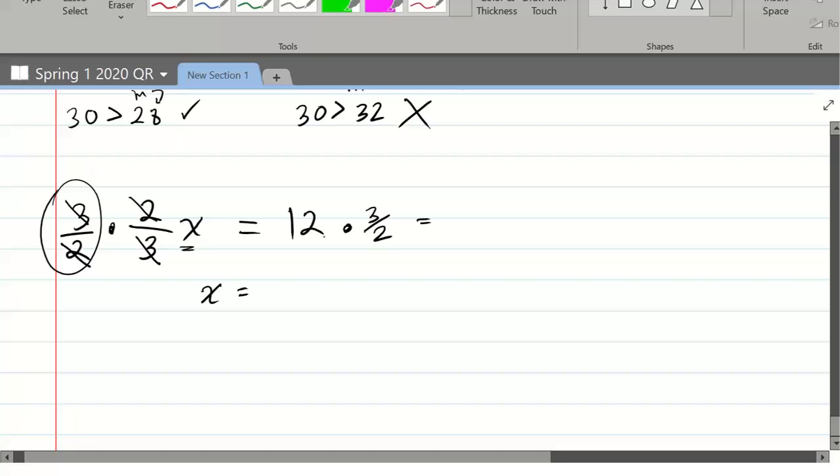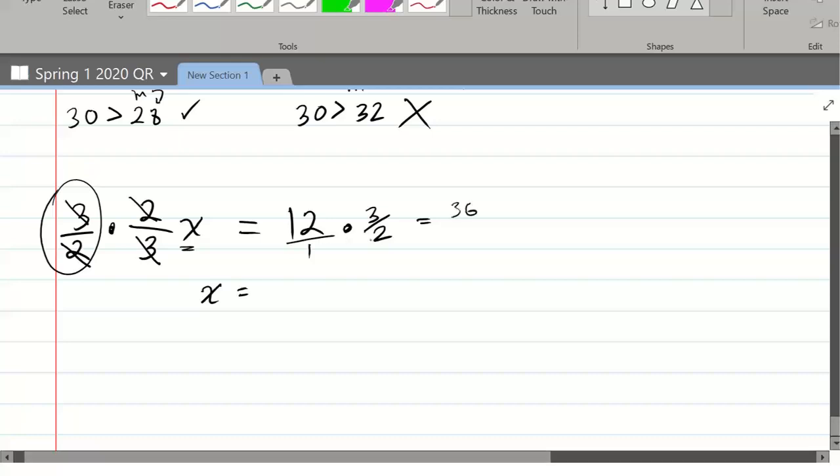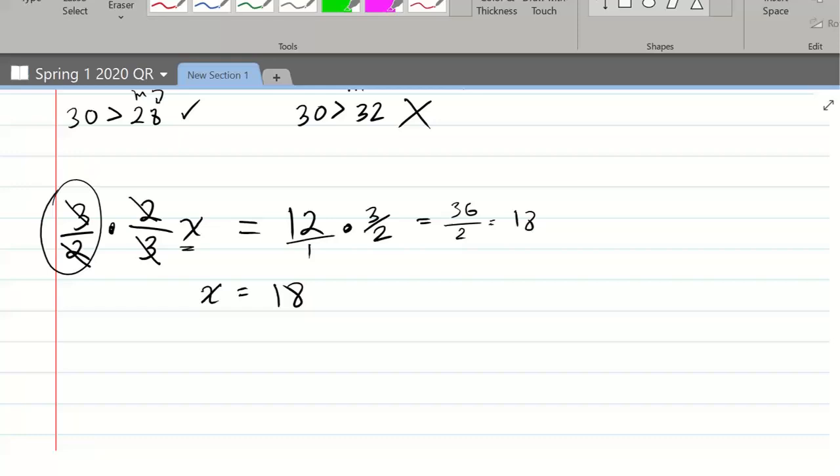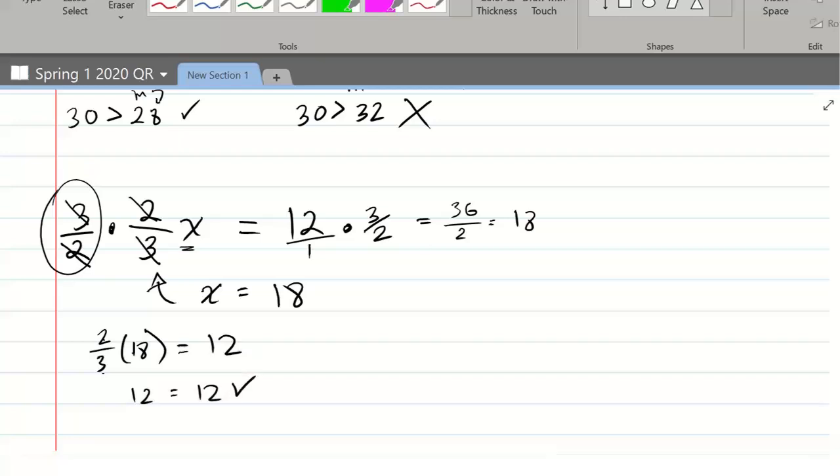Again, if you're doing this on a calculator, remember, whenever you have a whole number times a fraction, this whole number is basically over 1, right? 12 times 3, 36, divided by 2 gives us 18. So x is equal to 18. Again, if you want to check it, you plug that in. 2 over 3 times 18. Let's see if it equals 12. 18 times 2, 36. 36 divided by 3 gives us 12. Works out.